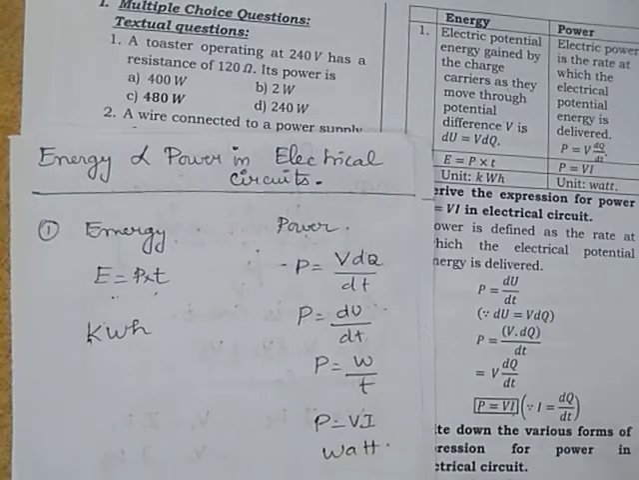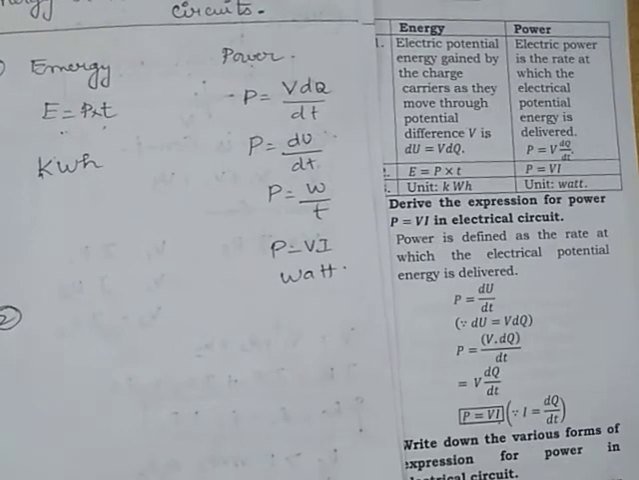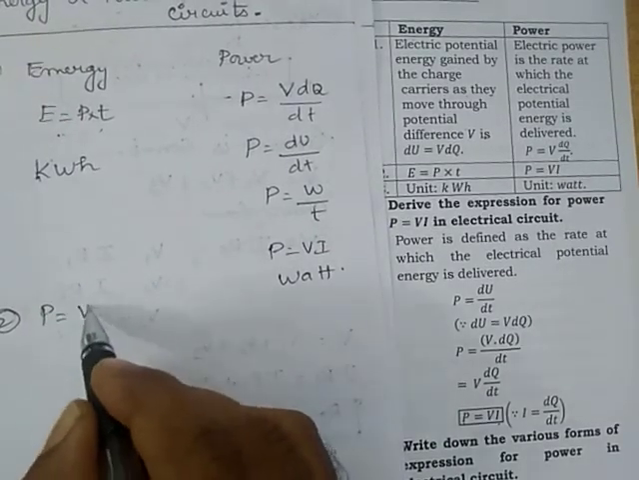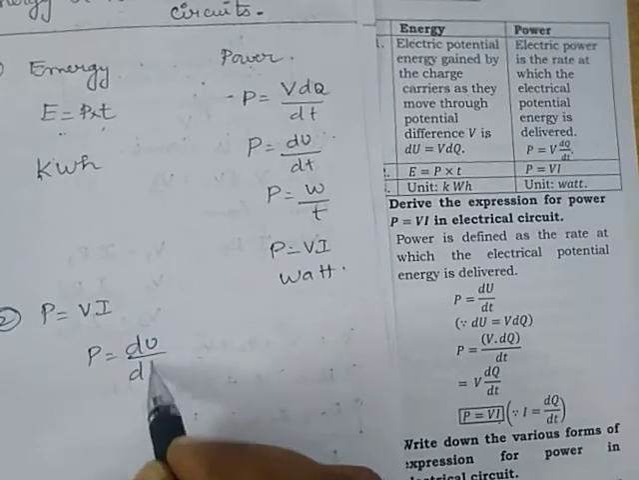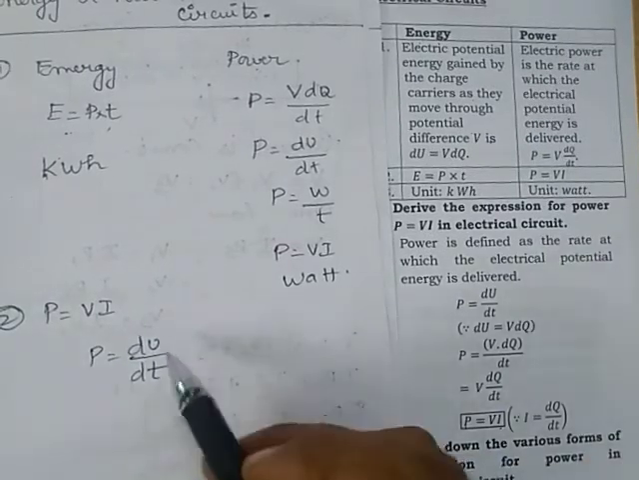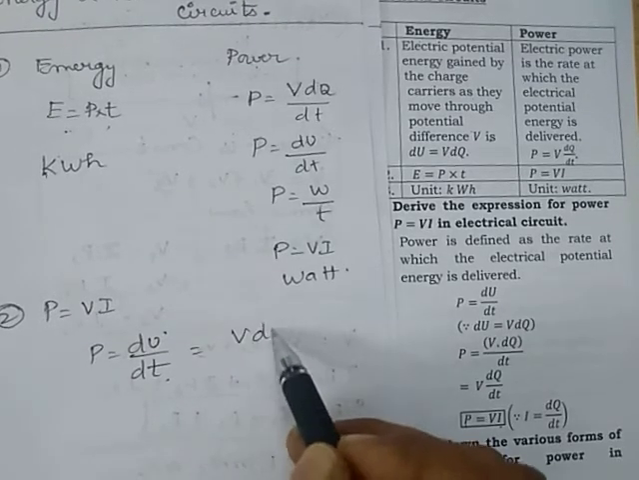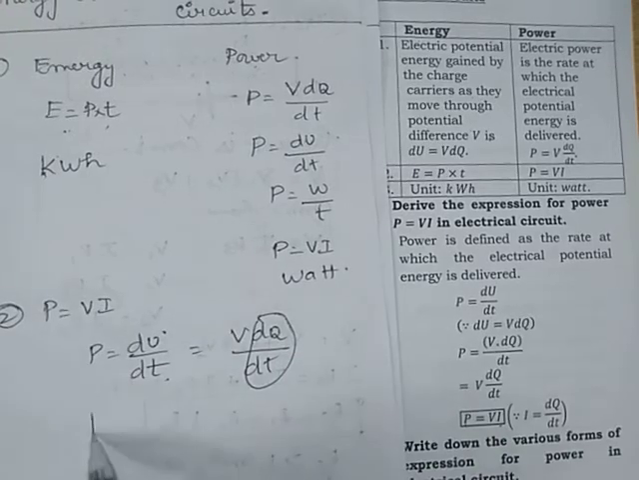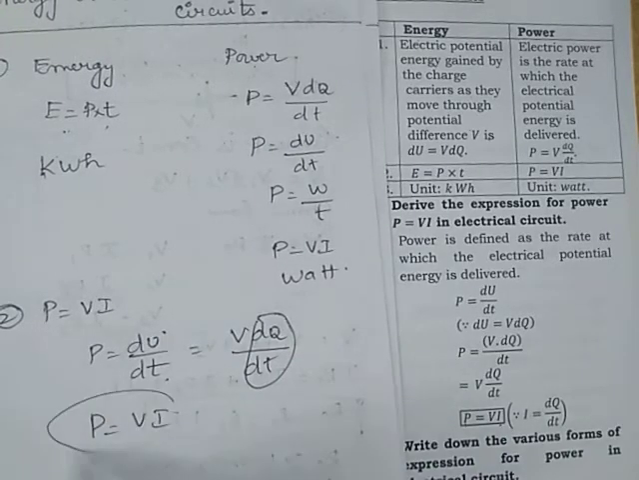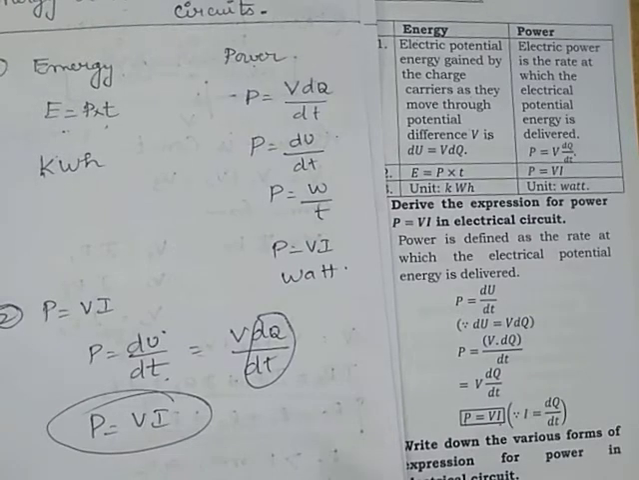Then the second question, that is, derive the expression for power P = VI. We have to solve P = VI. We know power = dU/dt. Power is the rate at which the electric potential energy is delivered. We know dU = V dq, and dq/dt is current, so power = V × I. Power is the product of voltage and current.